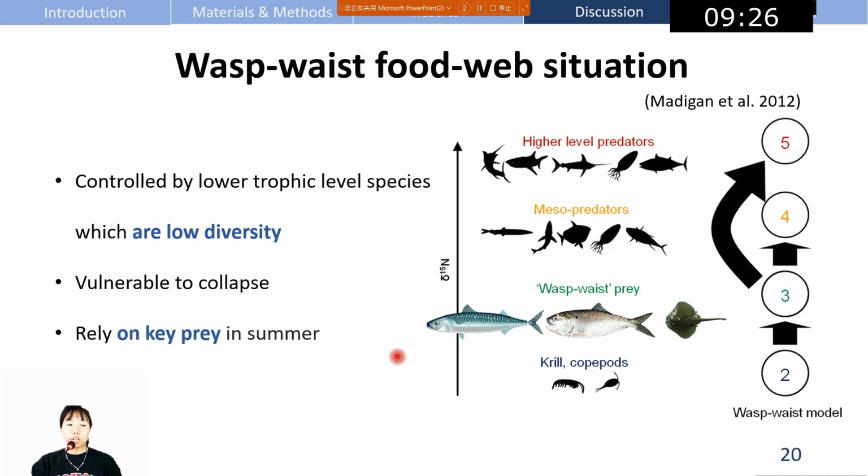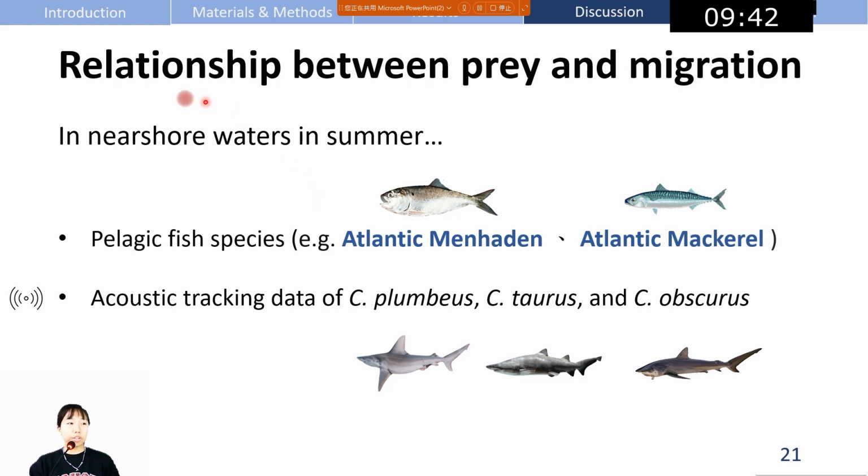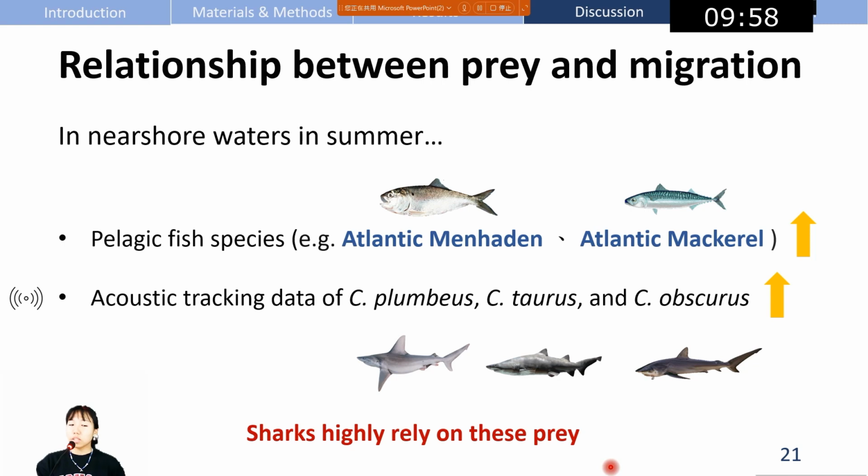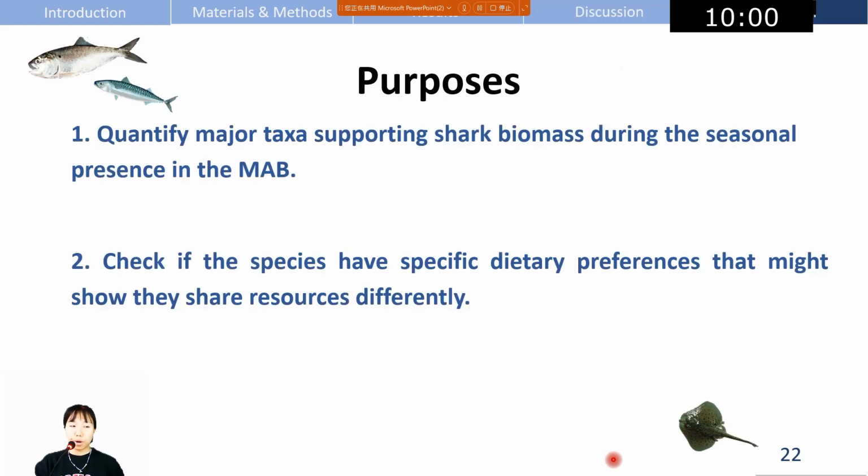So if the sharks rely on specific fish, such as the key prey in our study, they will face the problem of food shortage. And they also found the relationship between prey and migration. In North Shore waters in the summer, when the pelagic fish species increase, the acoustic tracking data of these sharks also increase. So the sharks highly rely on this prey.